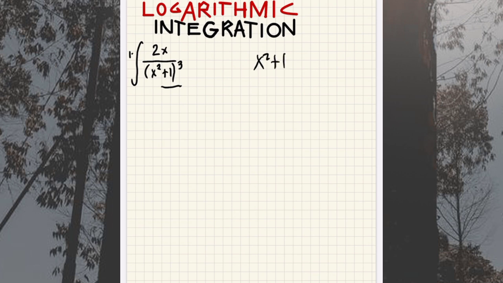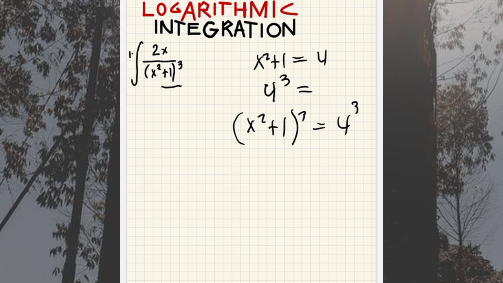so x squared plus 1 is equal to u. The denominator will be u cubed. So the whole 2x dx is just du, and this x squared plus 1 raised to 3 is equal to u cubed. So now the integral becomes the integral of du over u cubed.